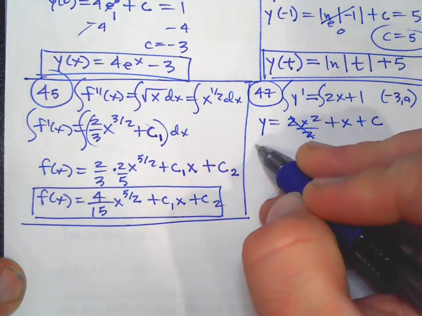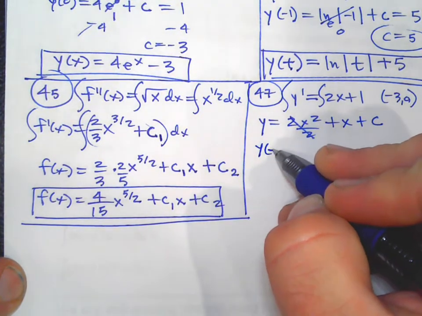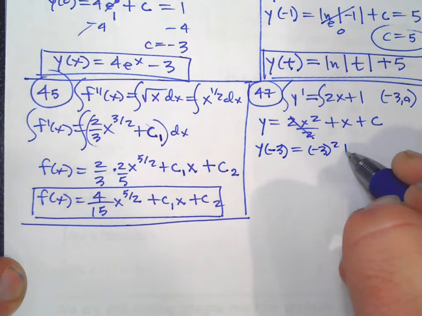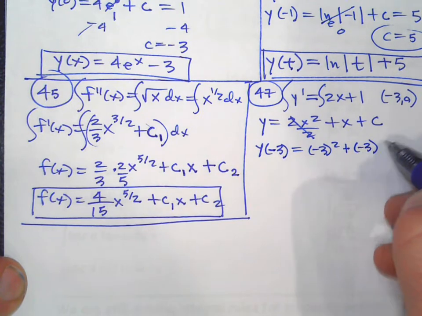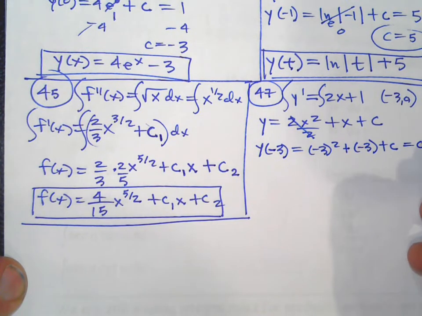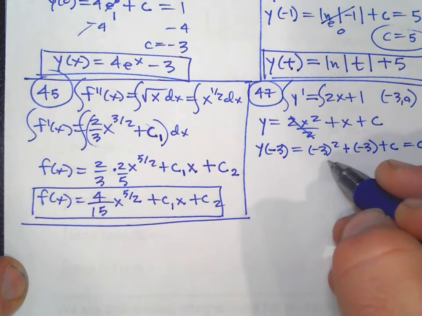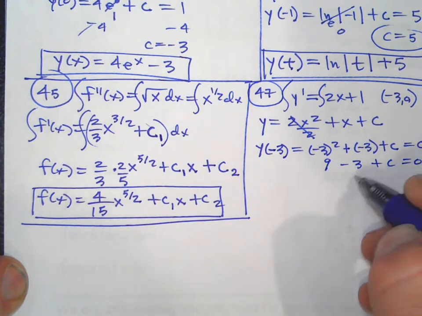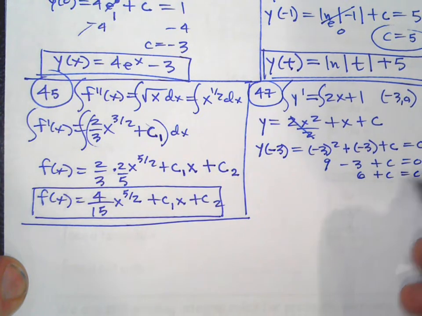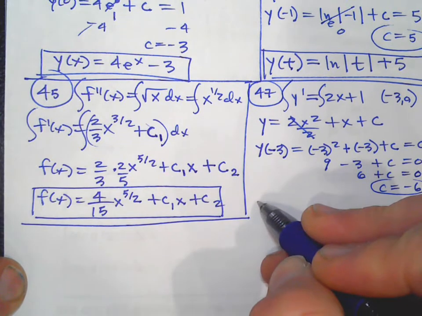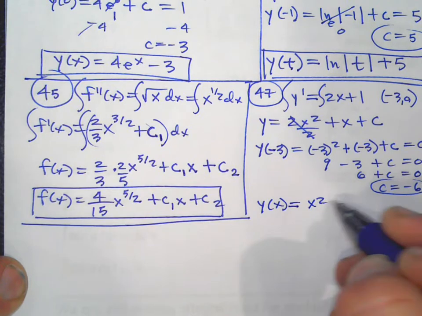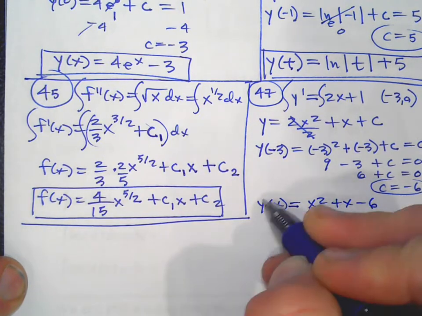You can use the initial condition, plug -3 in. So it's going to be -3 squared plus -3 plus c equals 0. So that's going to be positive 9 minus 3 plus c equals 0. So that's going to be 6 plus c equals 0. So c equals -6. And so our final answer is going to be y of x equals x squared plus x minus 6.